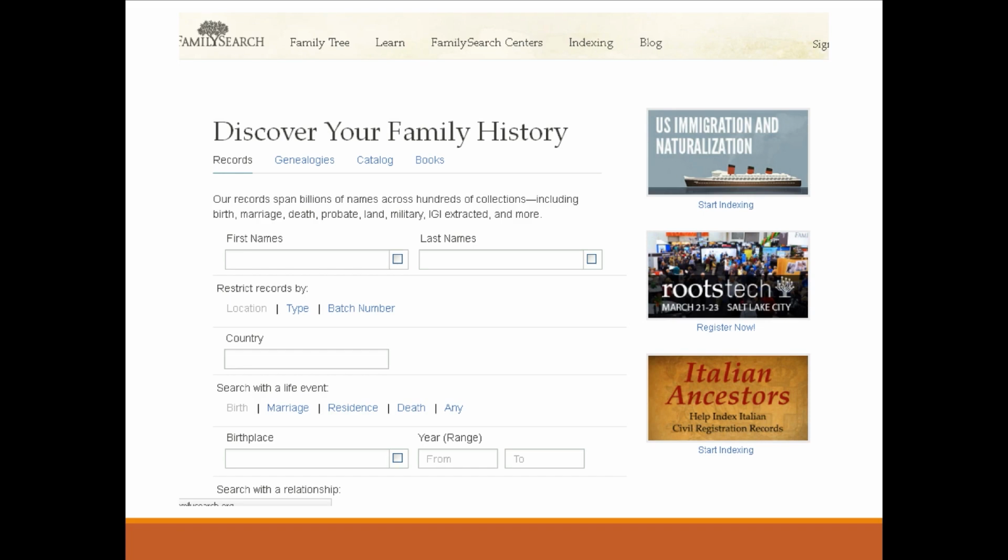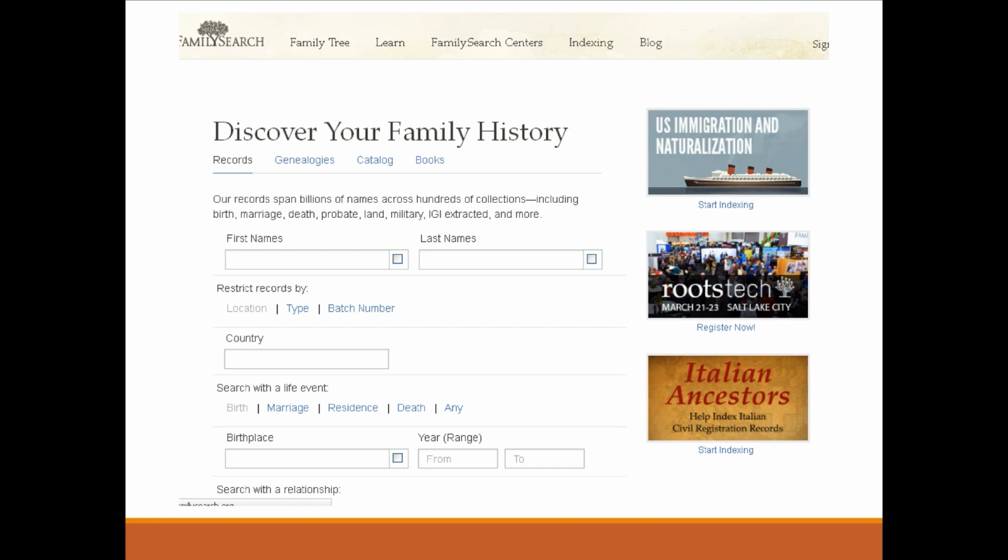However, you can use it free of charge. You just have to register. And then you can go online and use it for whatever you want to. There's a lot of things like marriage indexes. Oklahoma marriages are on here. The allotments of the 5 tribes.